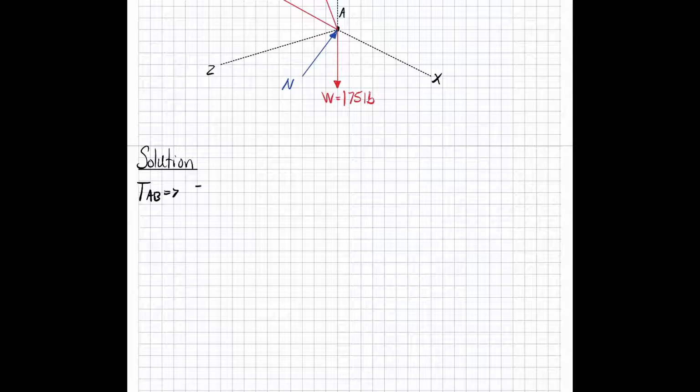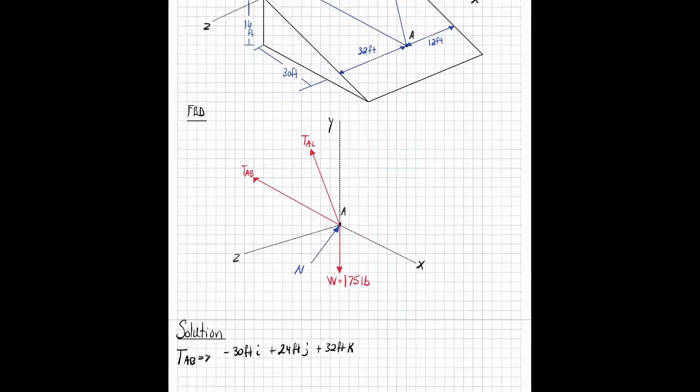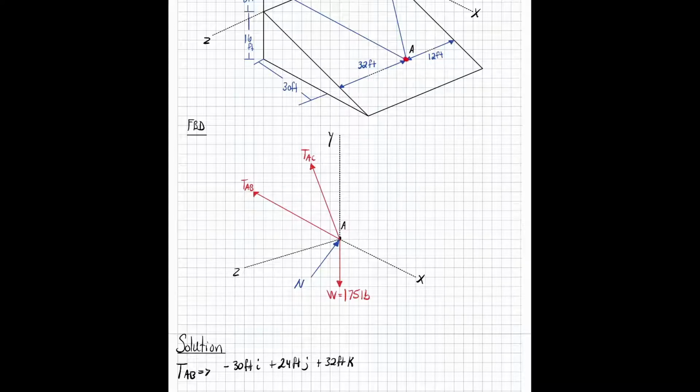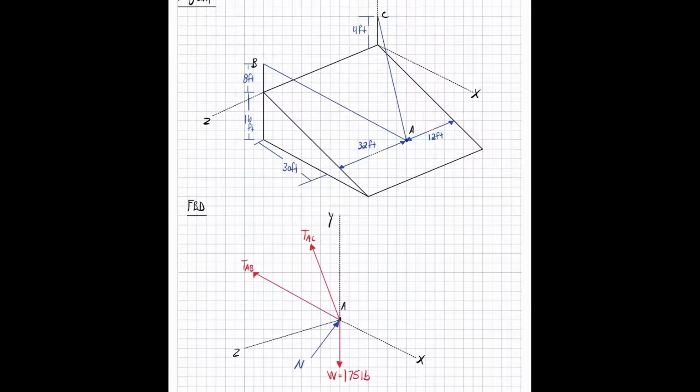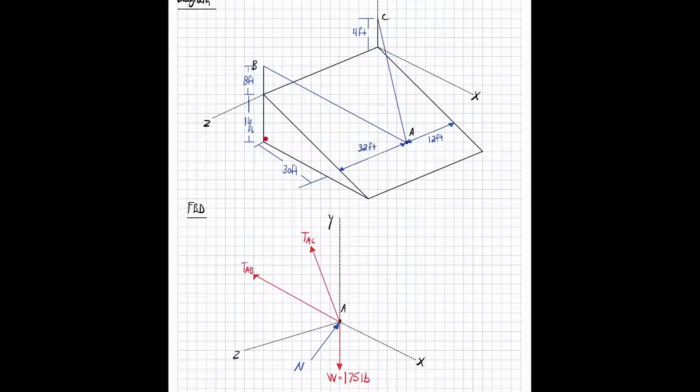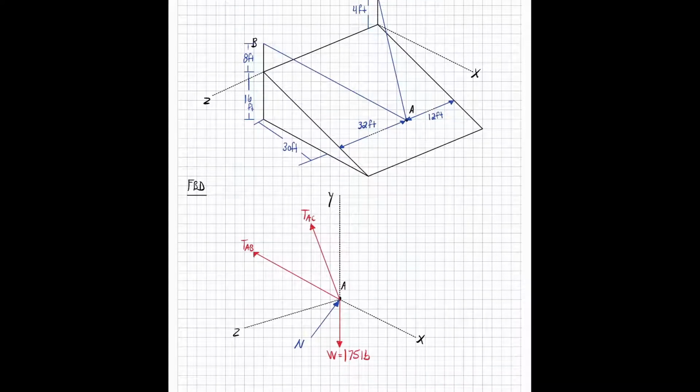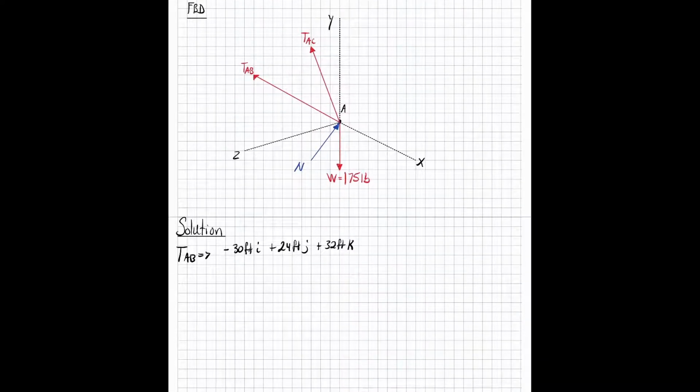In the X direction, it's going negative 30 feet in the I, plus 24 feet in the J, and plus 32 feet in the K direction. So what that means is that we're looking at A to B, so it's going from here to here, so it's a negative 30 feet in the I direction. In the J direction, it's going from the 16 feet all the way up through 8, so that's 24 feet. And in the Z direction, we're going from A to B, so it's a positive 32 feet in the K direction. Okay?